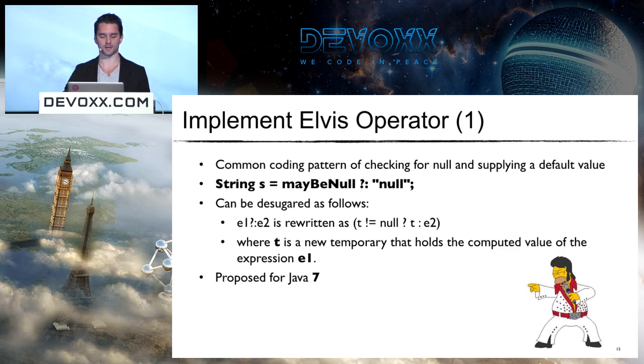So, the variable s here could have two values. It could be maybeNull, which is another variable, or a backup default string. If maybeNull is actually null, we give it the default value. Otherwise, we retain it. And this can be desugared in the following manner. If I've got E1 Elvis E2, then first we create a temporary variable that stores E1, so we evaluate that expression. We check if this is null. If it's not, then we provide that temporary variable. If it is null, then we evaluate the expression E2. And this feature was actually proposed for Java 7, but was not retained.